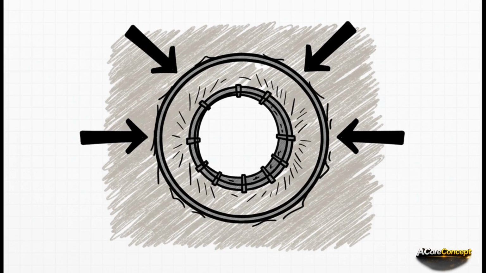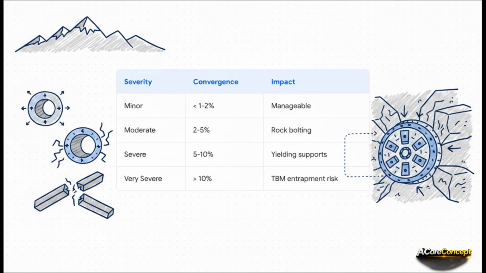It's more like a relentless, unstoppable flow that can literally crush heavy steel arches if you don't manage it properly. So, how do we classify this hazard? Well, minor squeezing, under 2% convergence, is pretty easily handled. But notice what happens when convergence pushes past 5 to 10% of the tunnel diameter. We enter severe territory. At this stage, rigid supports are practically useless. They'll just snap under the immense pressure.